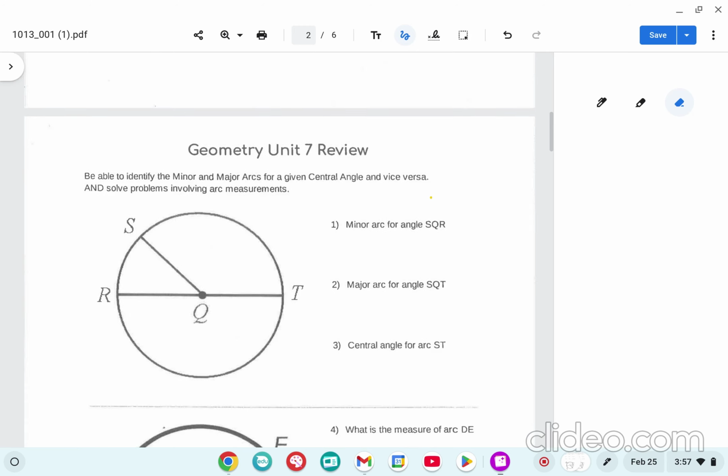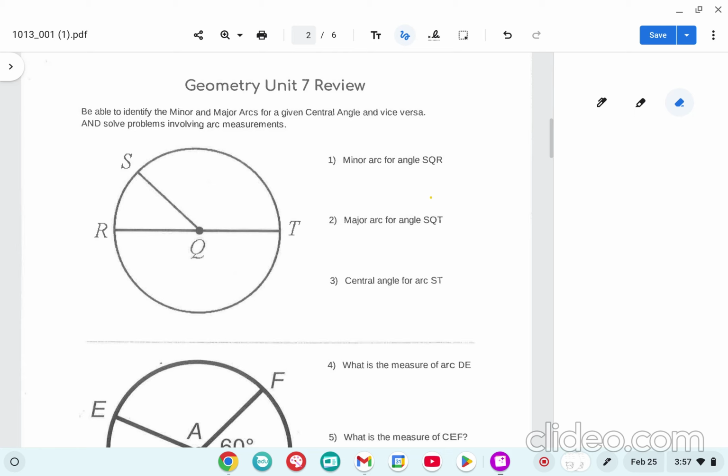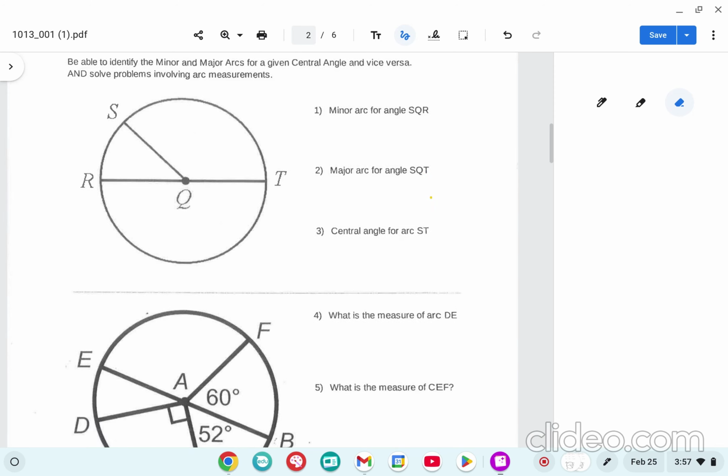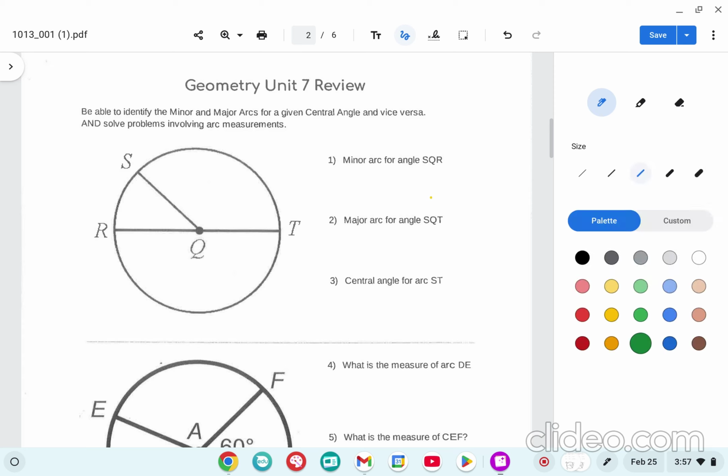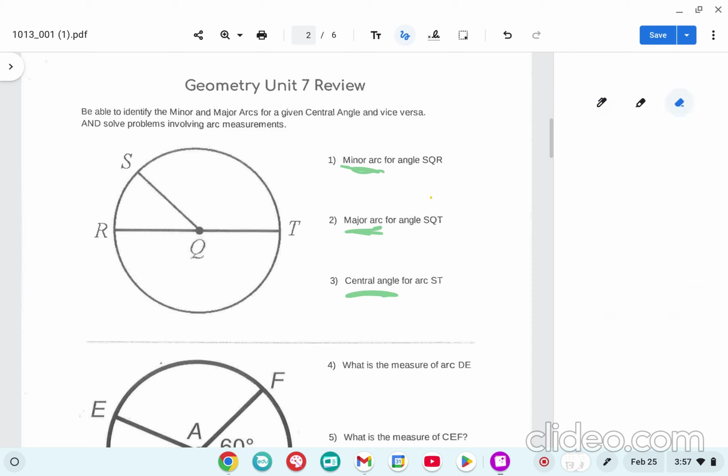All right. Now, this is going to move into a section about arcs and angles. In this section, we're being asked to name arcs or angles that go with an angle or arc that's given. So something to remember here is that we have minor arcs and major arcs, and every angle has a minor and major arc that goes with it, and every arc has an angle that goes with it. So, looking at the first one, we want to find a minor arc that goes with angle SQR.